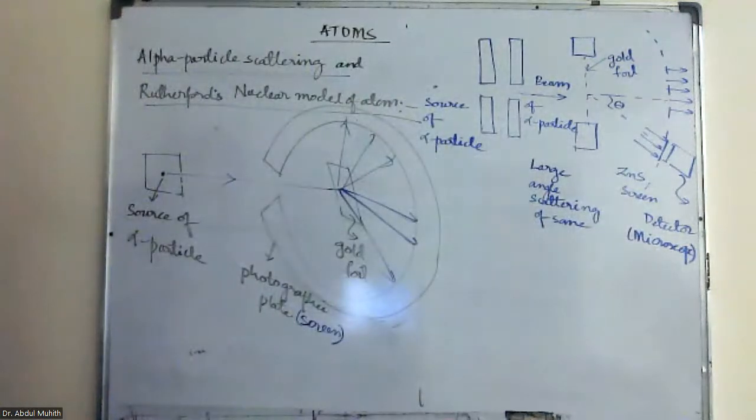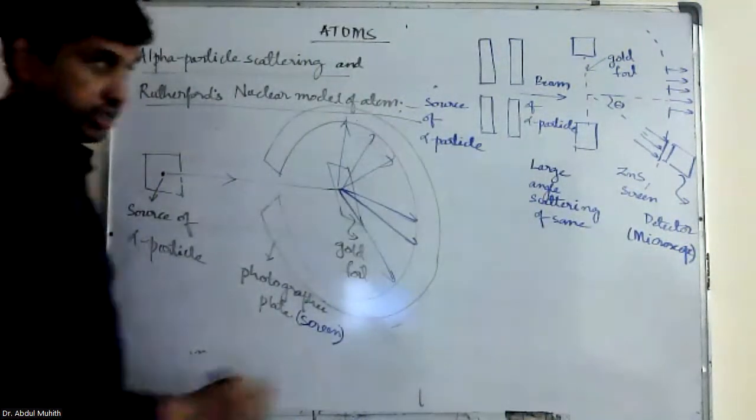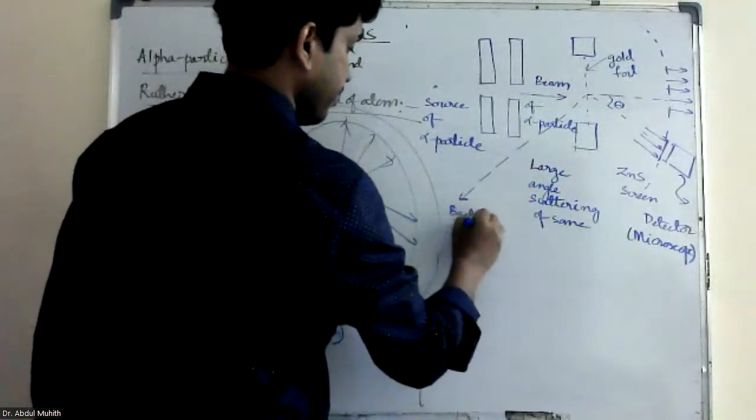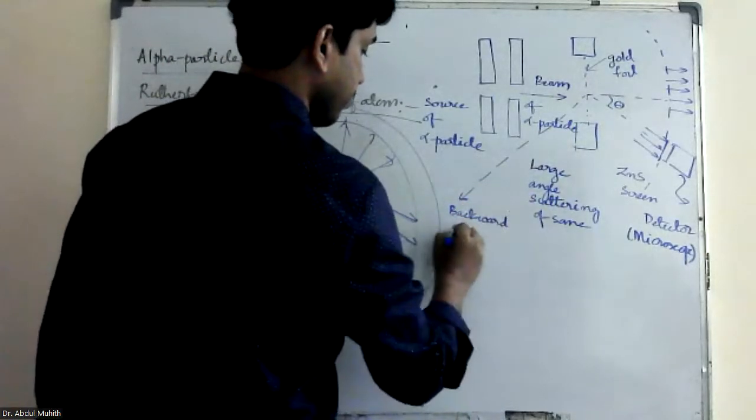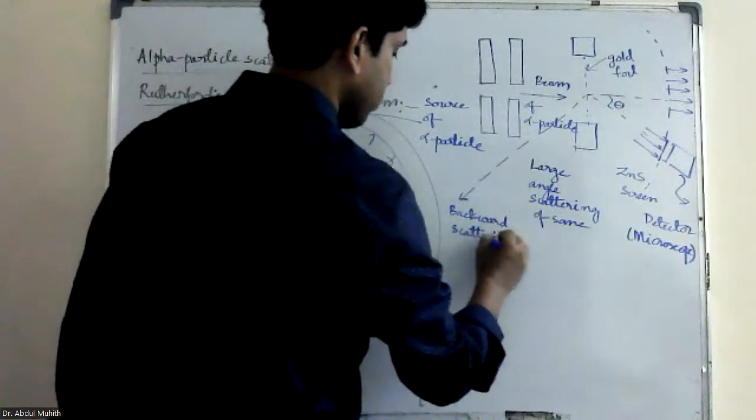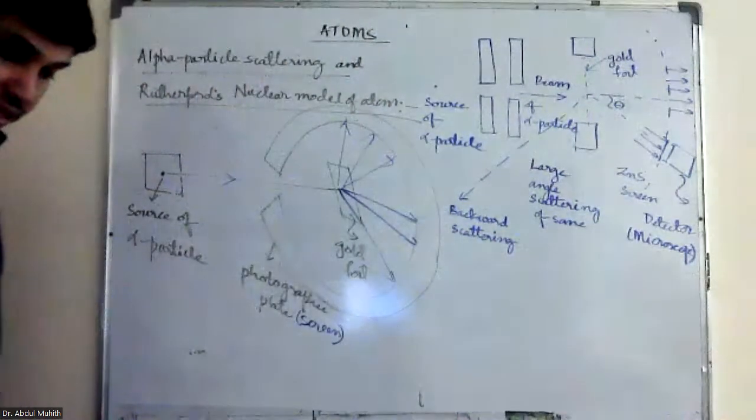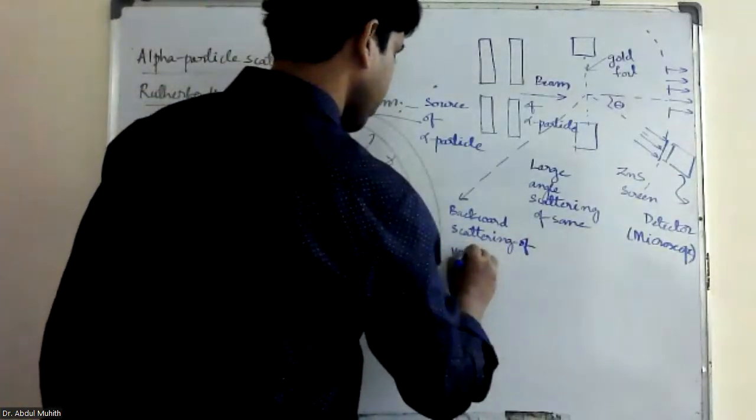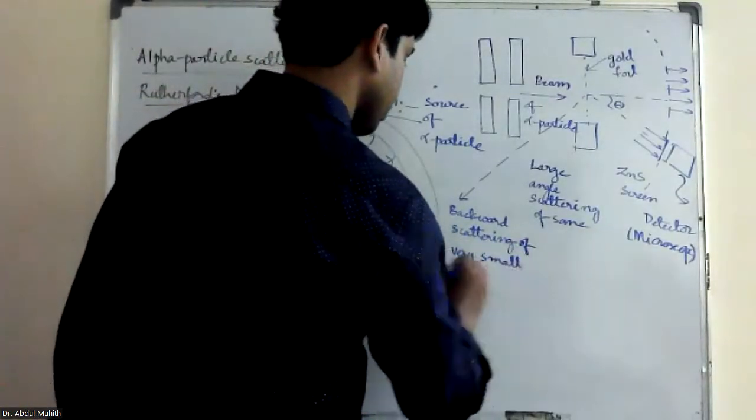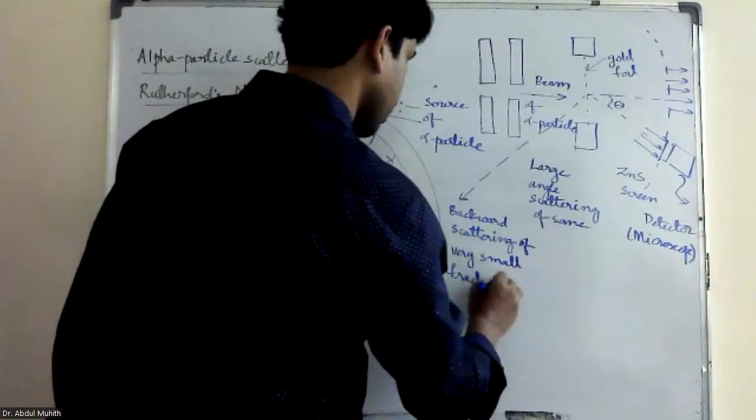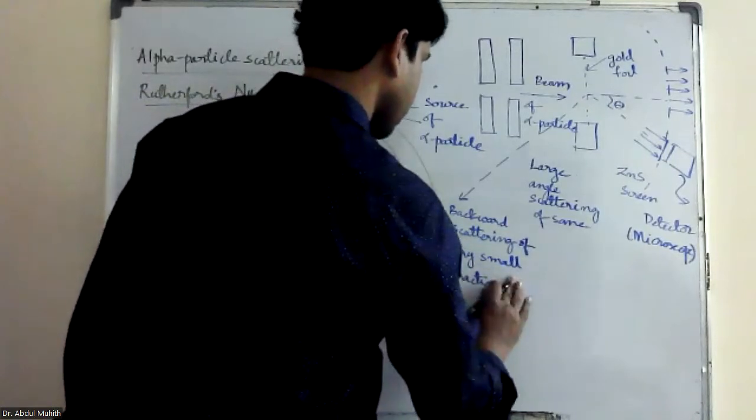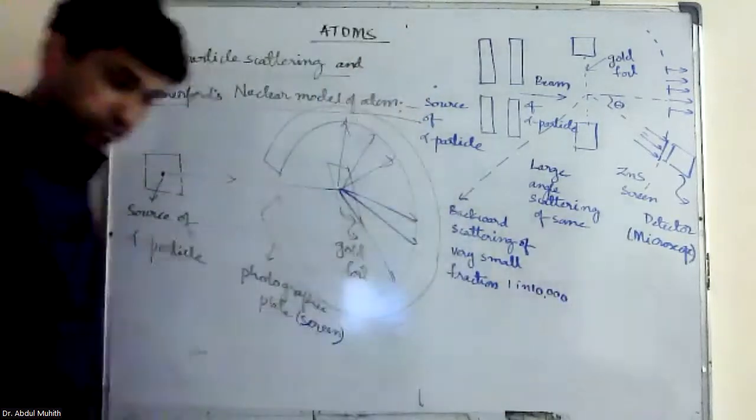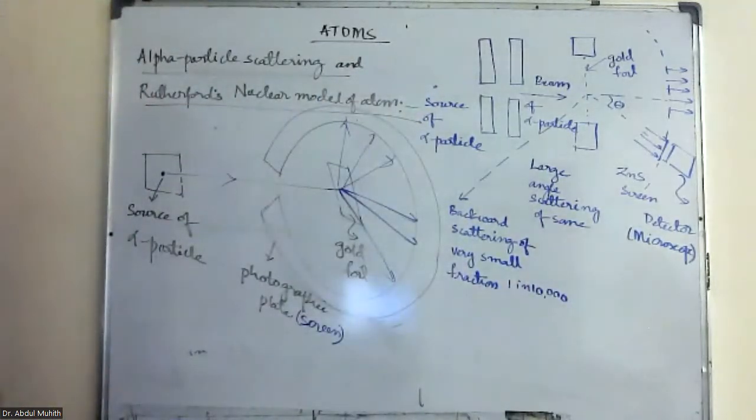So backward scattering of a very small fraction, 1 in 10,000. See here.